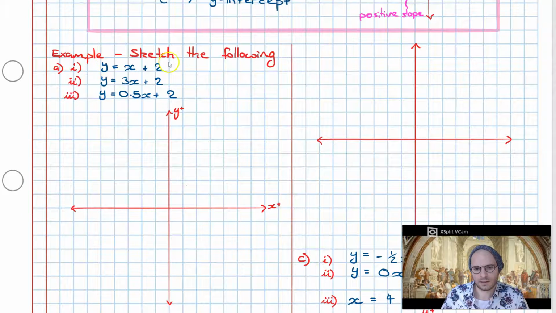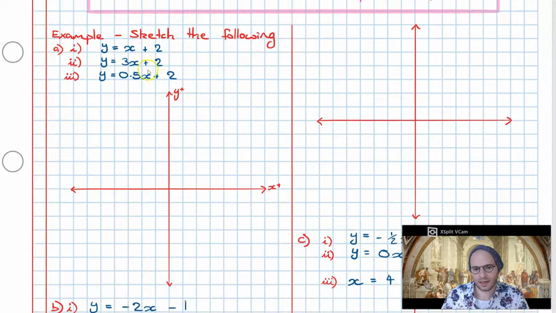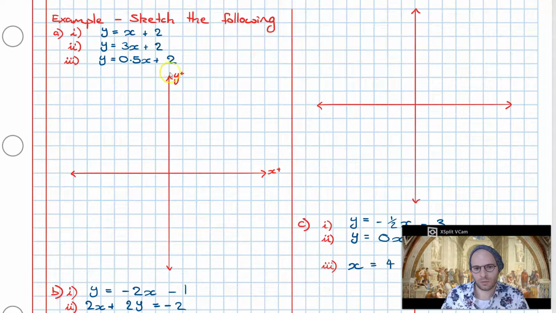Example A, sketch the following. We have y equals x plus 2. Now the way in which we're going to sketch this is, the first thing we're going to do is locate a value for c, so our y-intercept. This is a value of 2. As a result, it's positive, so it's above the x-axis, so I'm just going to mark out 2 like so.